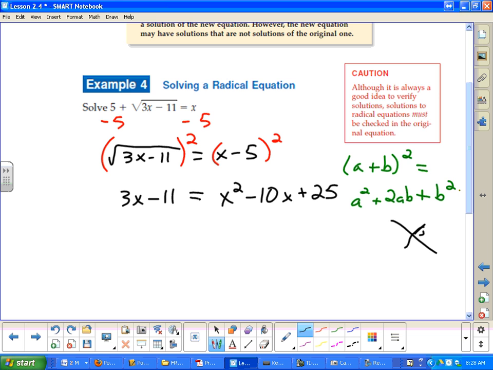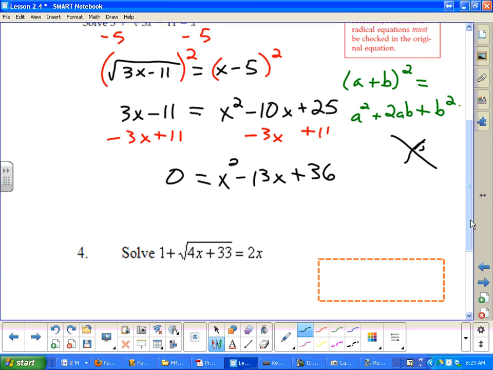So now, when I solve this, I need to get rid of the 3x and the 11 because we have a quadratic. So we want to get everything on the same side so I can have it equal to 0. And then hopefully it's a problem that I can factor easily. And this one is: what are the factors of 36 that add up to 13? 4 and 9, right? So we would get that x equals 4 and 9.